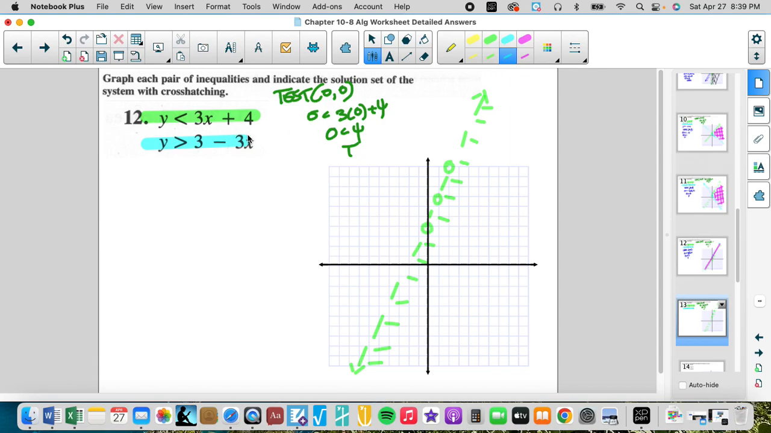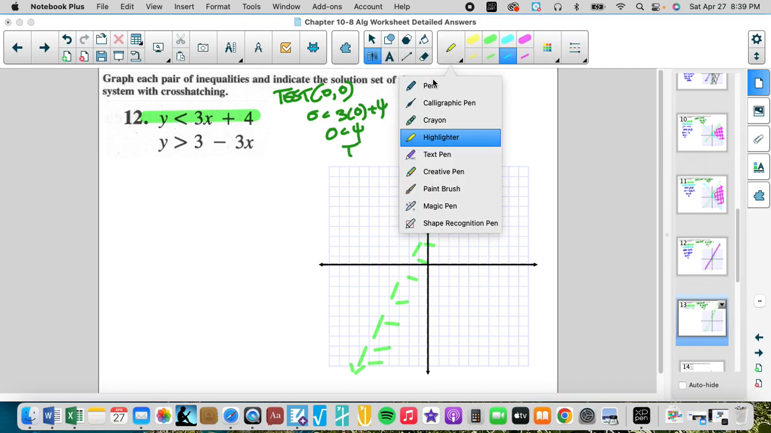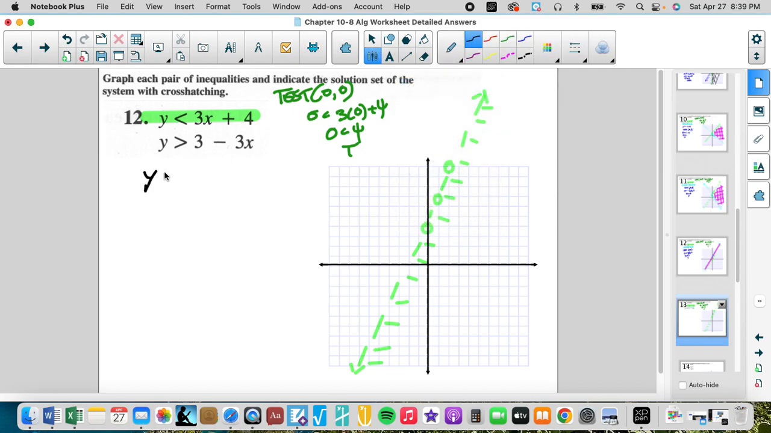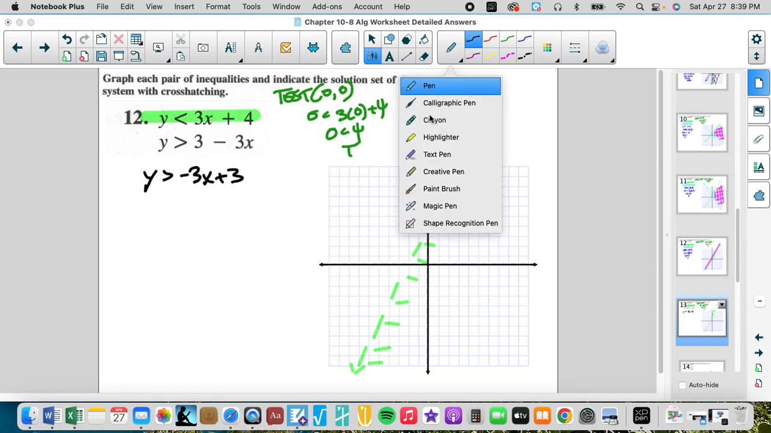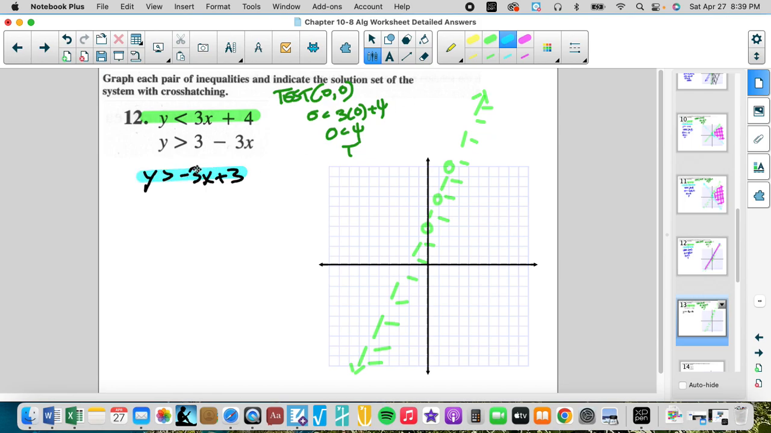Let's go blue. Oh, well, sorry. Let's rewrite that: y is greater than negative 3x plus 3. Now we'll put that in blue. Slope, y-intercept is 3, 1, 2, 1, 2, 3. Ugh, right on top of each other. Down 1, 2, 3, right 1, 1, 2, 3, right 1.